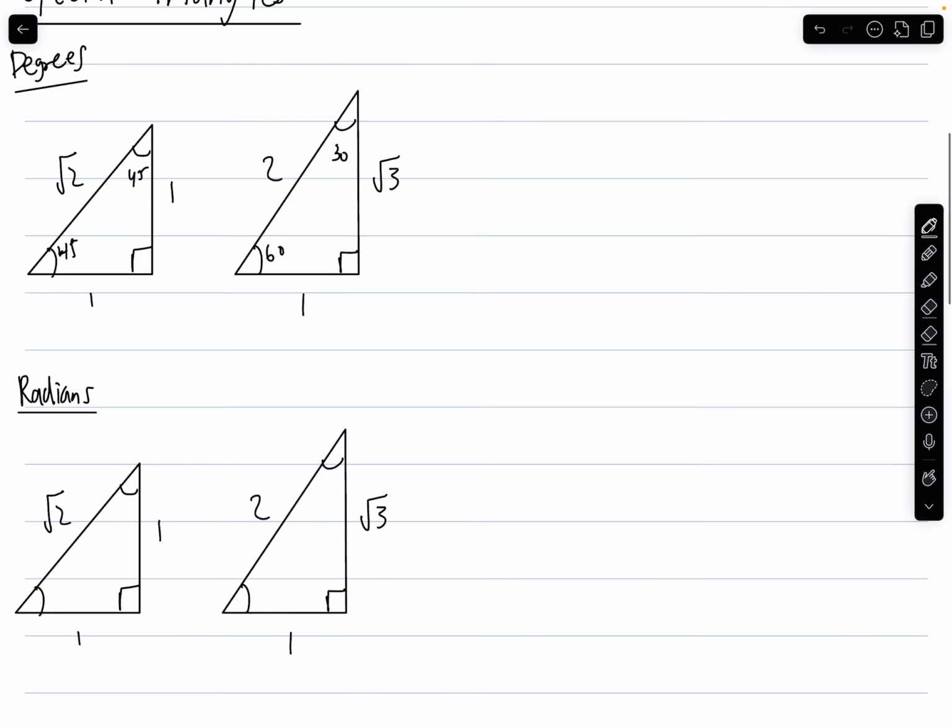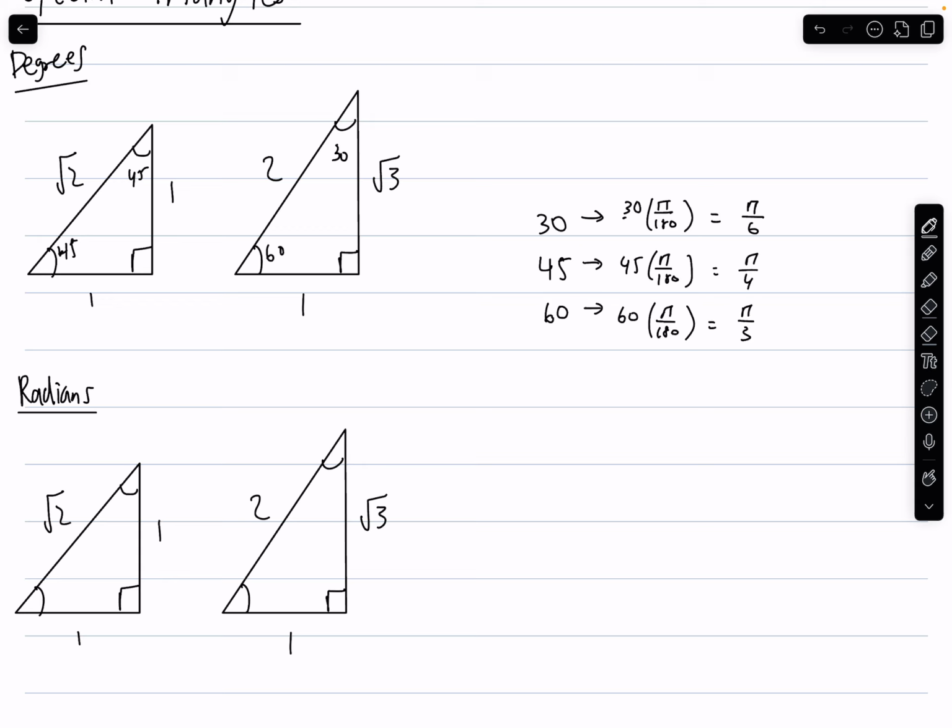There's a couple angles that we need to find in radians: 30, 45, and 60. Let's get them into radians. To get into radians from our last unit, we multiply by pi over 180. So 30 is going to be pi over 6. For 45, converting to radians, it'll be pi over 4. And for 60, we convert it into radians, and it becomes pi over 3. So these are all in radians.